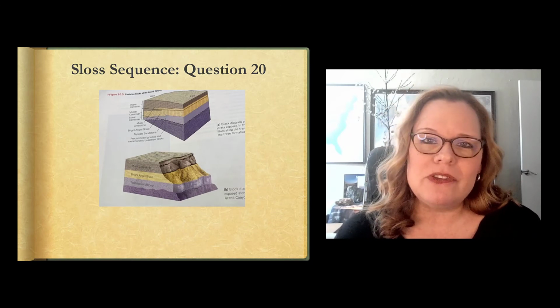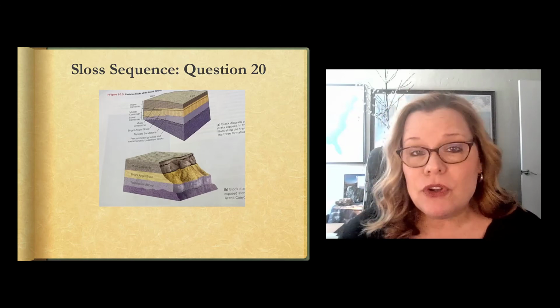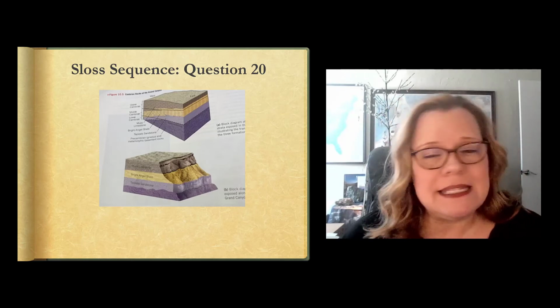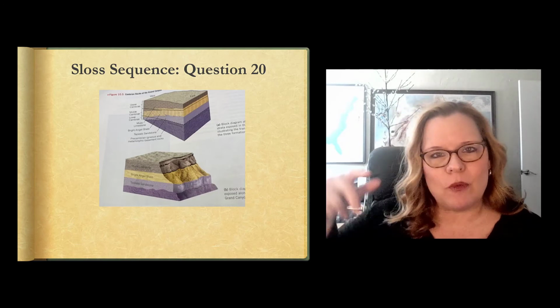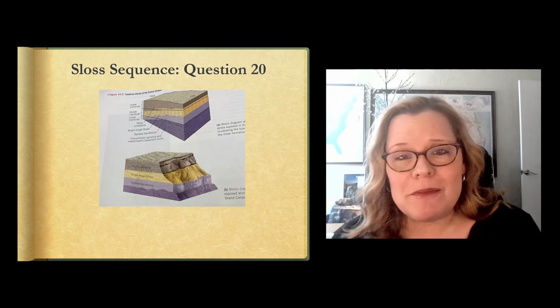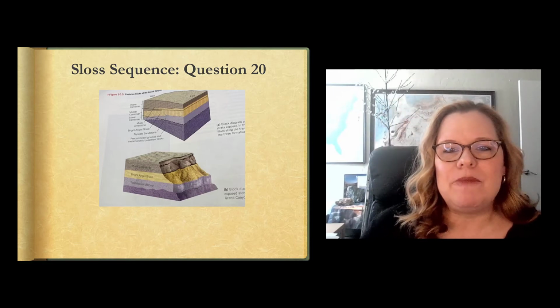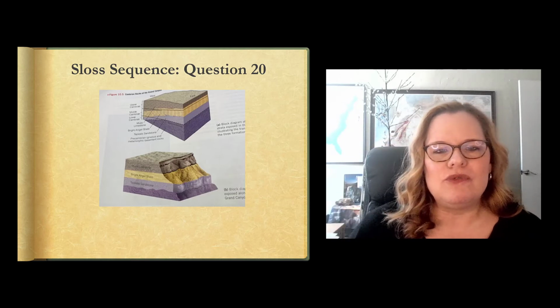When you get to section 20 or question 20, it's going to ask you about one of the most famous transgressive sequences in North America. It happened during the Cambrian period, and it's best seen in the Grand Canyon. As a matter of fact, it's right before the Great Unconformity. You're walking down either from the South Rim or North Rim, and you get to the Cambrian age rocks.